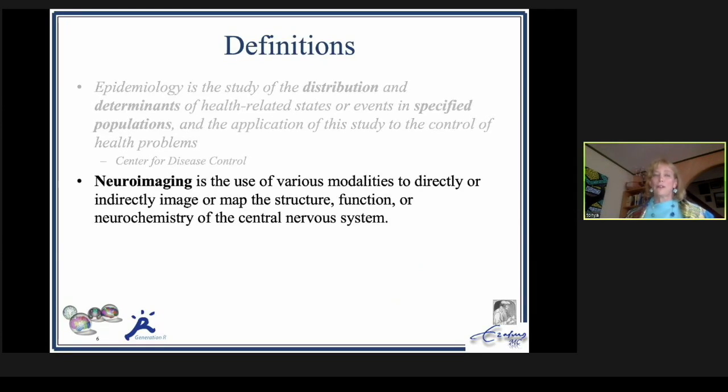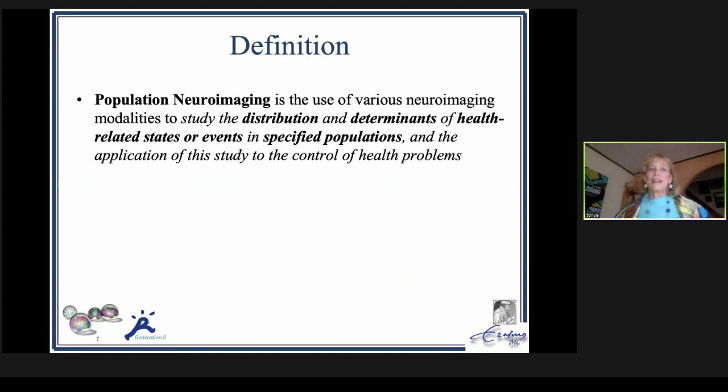Neuroimaging is something we're all very much used to. It's the use of various modalities to directly or indirectly image or map the structure, function or neurochemistry of the central nervous system. If you take an intersection of these two definitions, then what you get is population neuroimaging, which is the use of various neuroimaging modalities to study the distribution and determinants of health-related states or events in specified populations, and then the application. But I want to focus right now on some specific words within this definition.